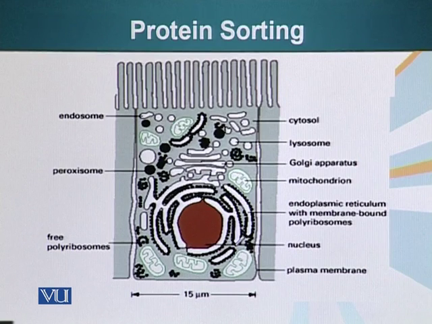Here we have a eukaryotic cell, with the nucleus enclosed by a double membrane. We have the endoplasmic reticulum, we have the Golgi apparatus, and we have mitochondria and other organelles, peroxisomes perhaps, lysosomes, and so on and so forth. They're all membrane enclosed organelles in a eukaryotic cell.